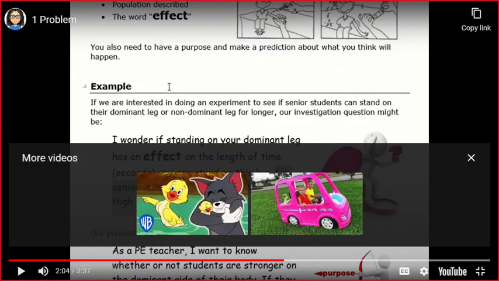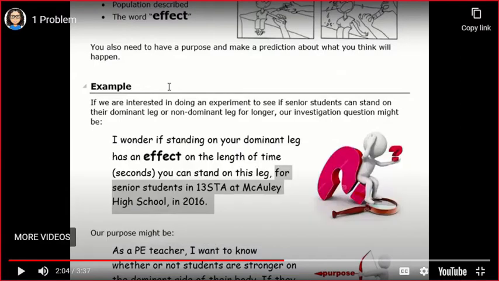Oh, fun. Okay, you see that question looks very similar to what we've done before. I wonder if, right? And then there's your naming what if. But this time, instead of saying the median length of time, we want to see if one thing has an effect.